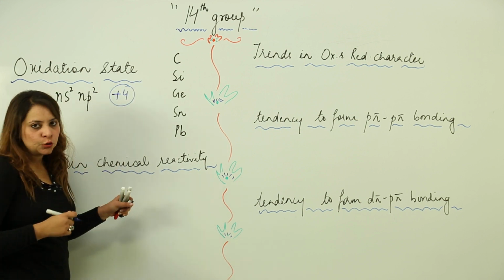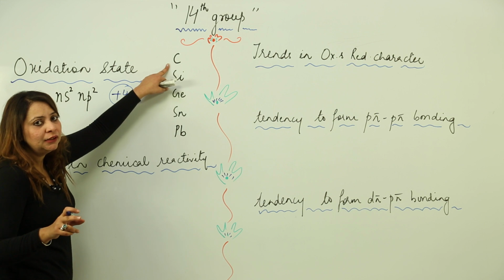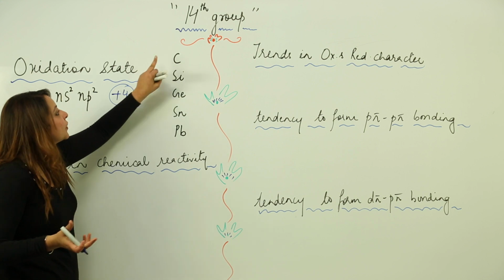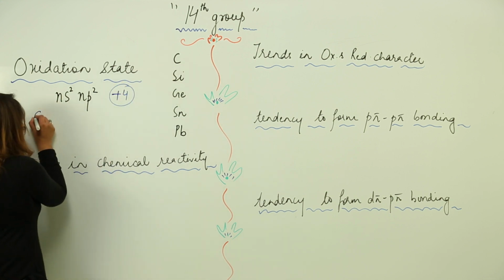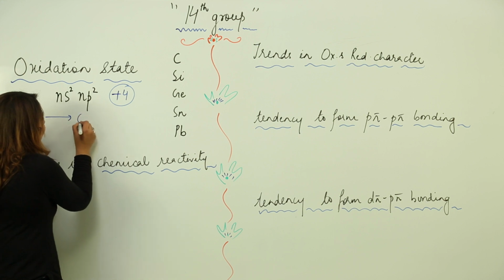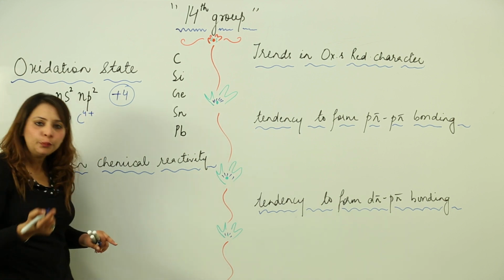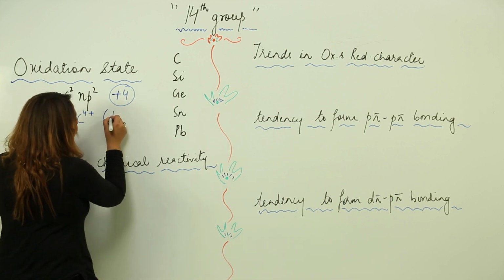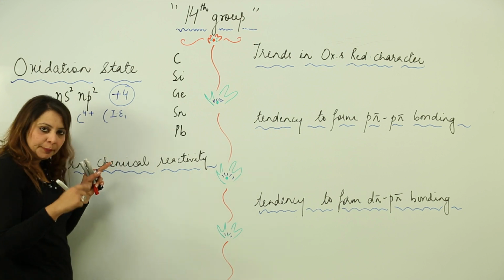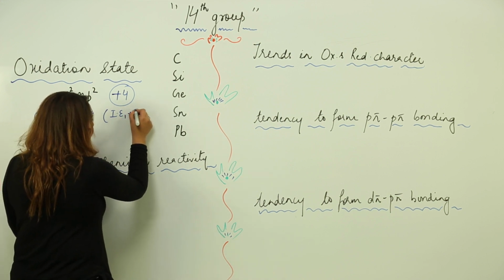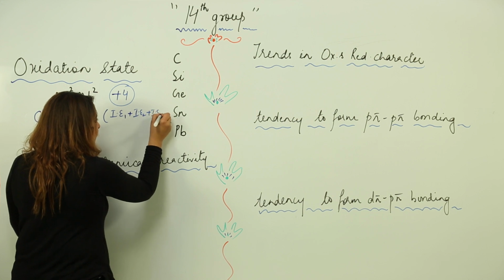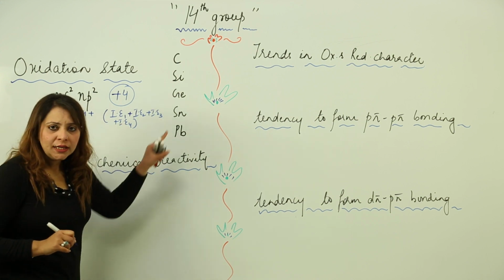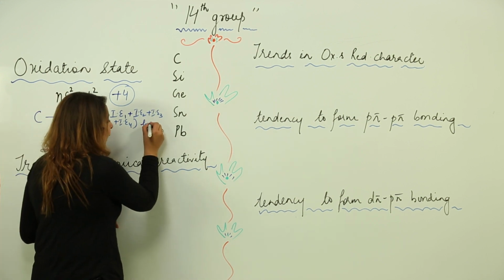But what do we see actually in this? If I consider carbon, as you know, carbon is smaller in size because it is the first member, so it is exceptionally small. So it is very difficult to convert carbon into C4 positive, right? Because in converting C into C4 positive, for removing the first electron we give ionization energy 1, then ionization energy 2, then ionization energy 3, then ionization energy 4, right? So the sum of all these 4 ionization energies is quite high.